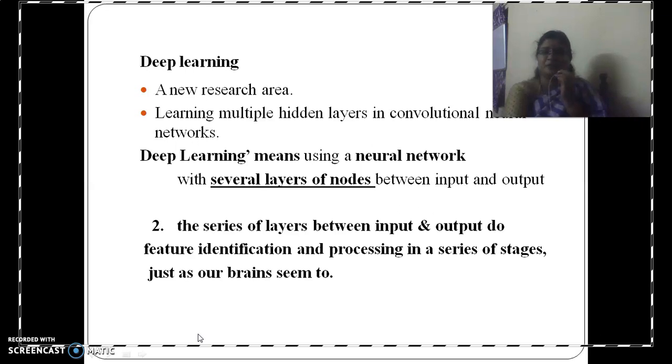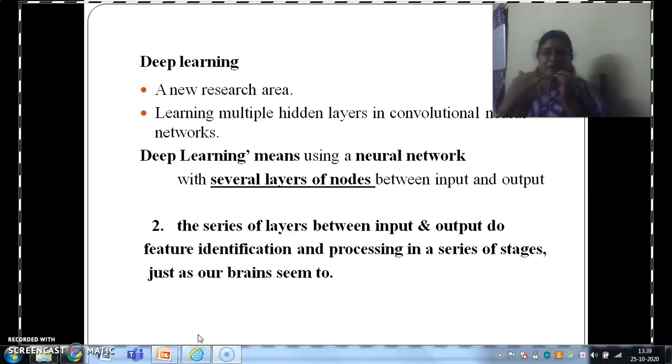In the earlier session, we stopped at deep learning. Now we are going to continue from deep learning. What is the meaning of deep learning? Deep learning is nothing but learning from the multiple hidden layers in a neural network, in an artificial neural network.